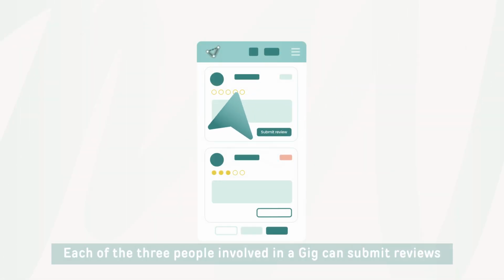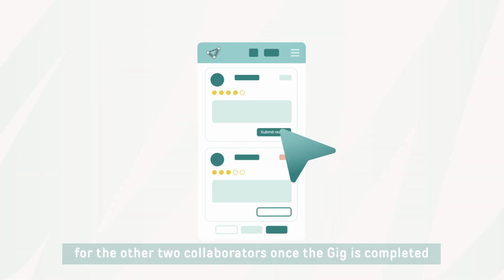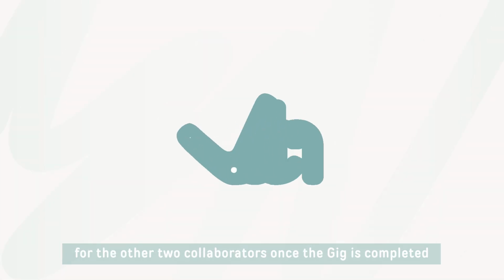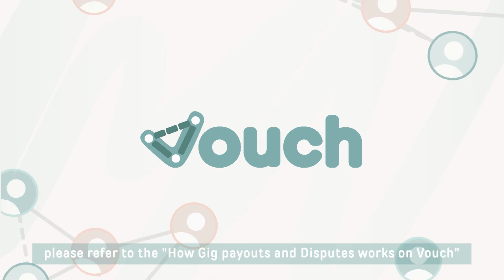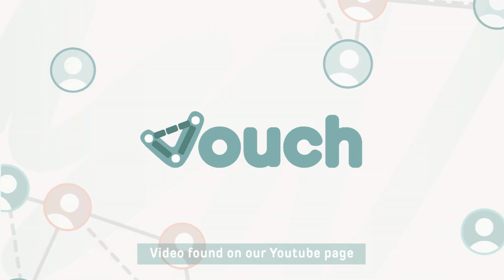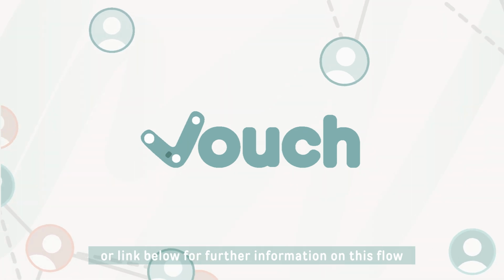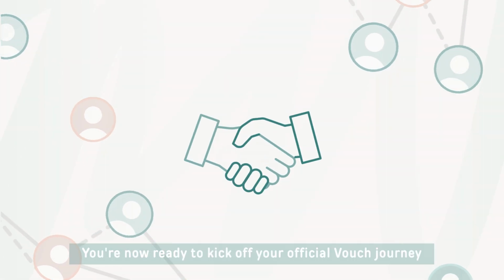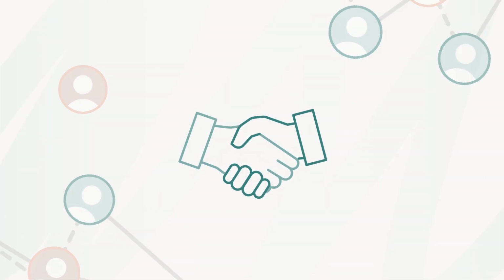Each of the three people involved in a gig can submit reviews for the other two collaborators once the gig is complete. Please refer to the How Gig Payouts and Disputes Work on Vouch video found on our YouTube page or link below for further information on this flow. You're now ready to kick off your official Vouch journey. Happy vouching!